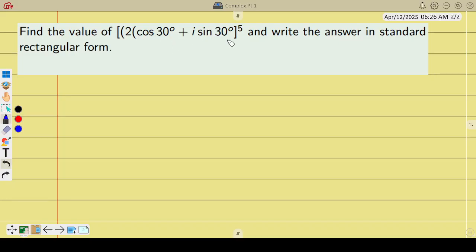So find the value of this and write the answer in rectangular form. Writing the answer in rectangular form means we should get rid of cos and sine. Using De Moivre's theorem, I've raised it to power 5. This is our r, and this is r cos theta plus i sine theta.